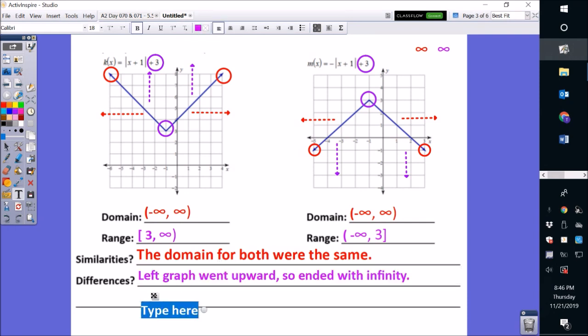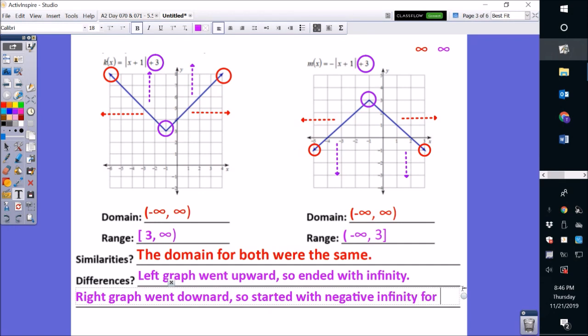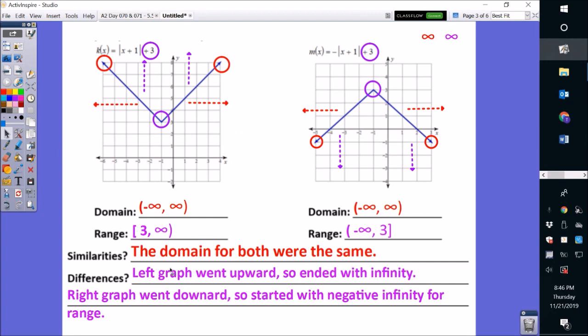Now, for the right graph, the right graph went downward, so it started with negative infinity for the range. So to review, the domain for these two examples was the same, but for the left graph, the range started at 3, which is the bottom, and ended with infinity because, as you can see, it went upward.